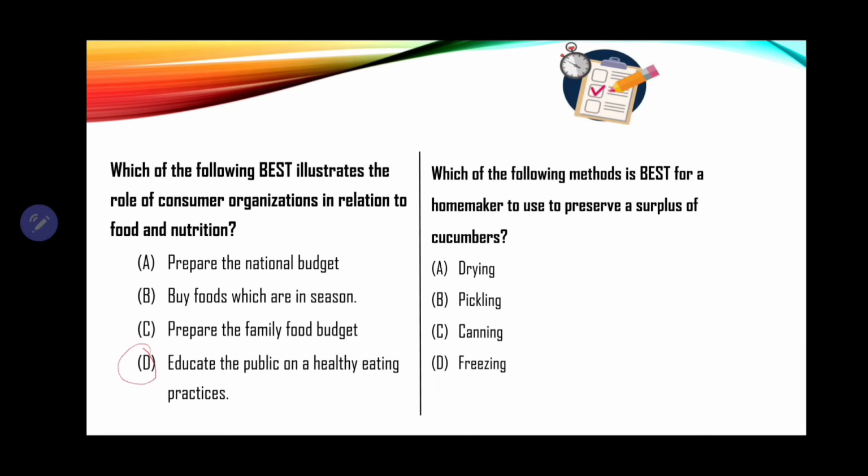Next question. Which of the following methods is best for a homemaker to use to preserve a surplus of cucumbers? A. Drying. B. Pickling. C. Canning. And D. Freezing. Now, the ideal response here is B, which is pickling. Good. Next question.